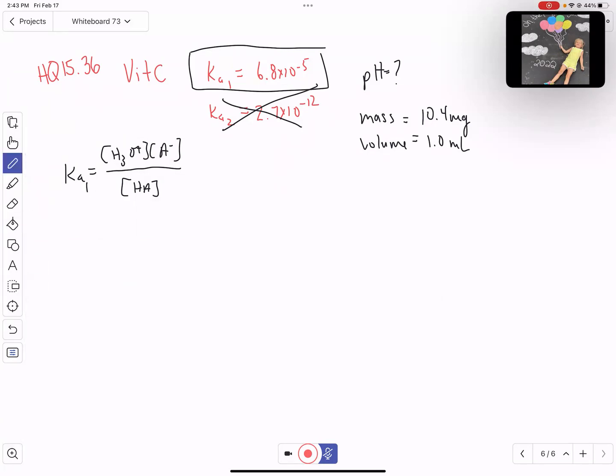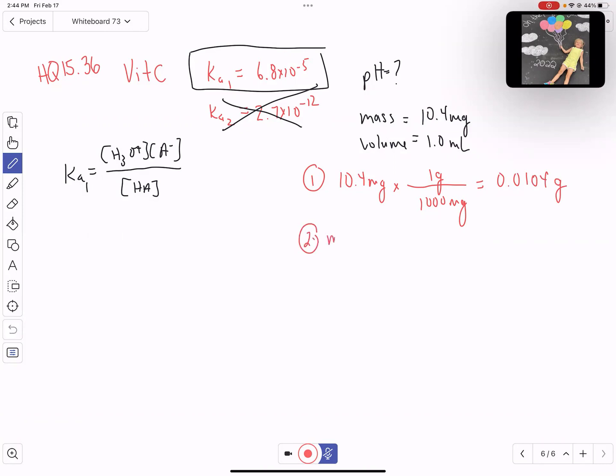So a little bit of review of Chem 106. Concentration is molarity, moles per liter, and we currently have mass and volume. So I need to turn the 10.4 milligrams into grams. I know there are 1,000 milligrams in 1 gram. So I've got 0.0104 grams of vitamin C.